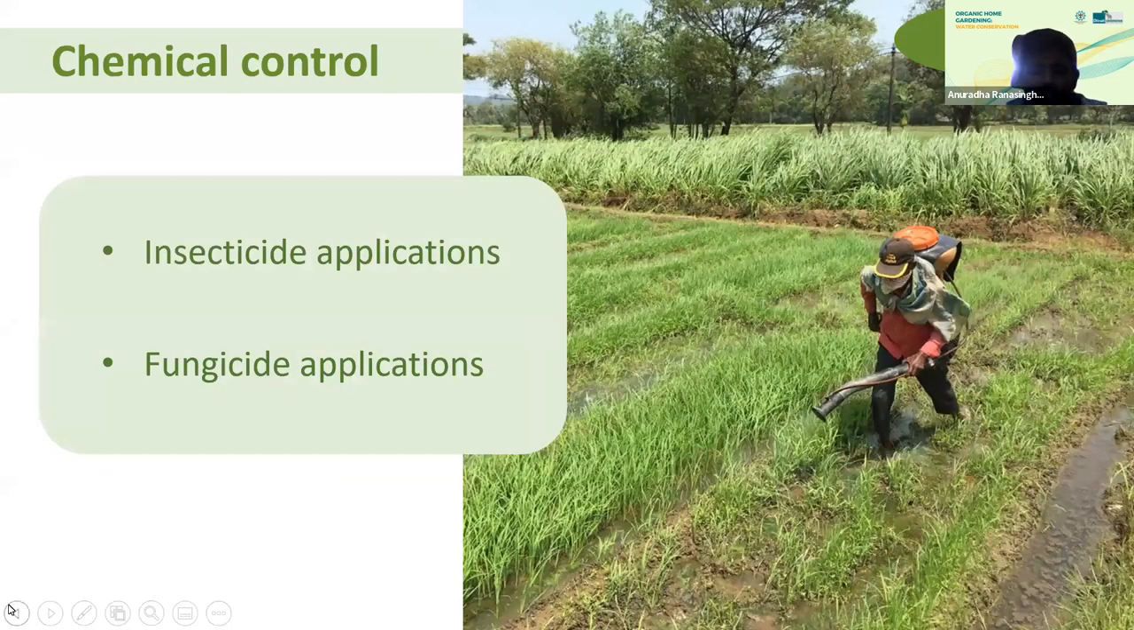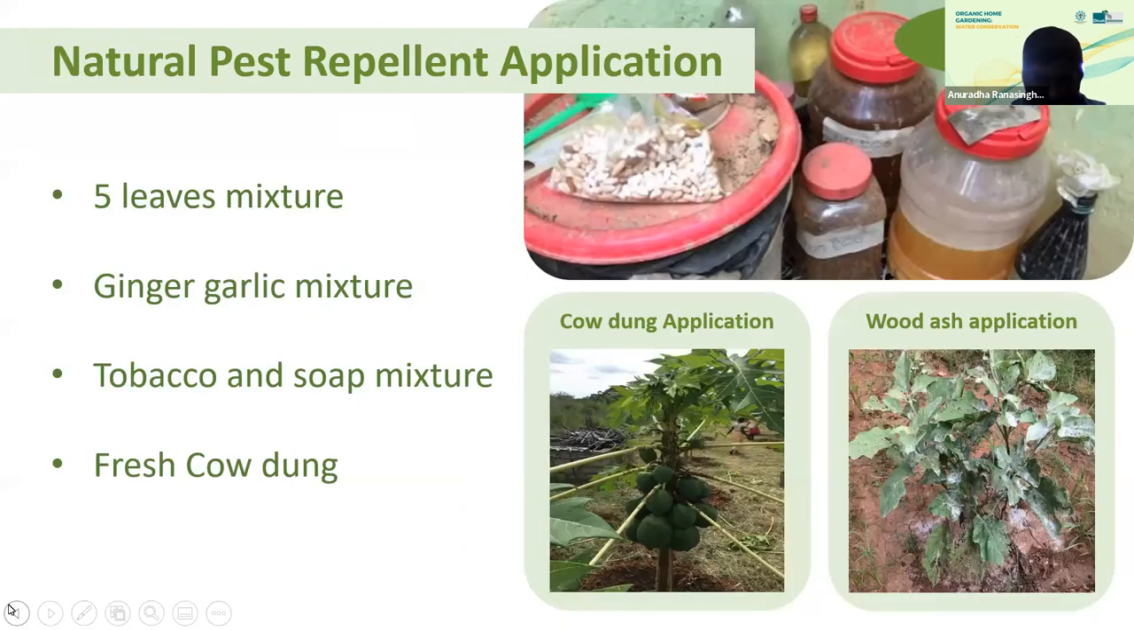Wood ash application. So it's another, if you see in this picture, during the early morning, we can spread wood ash on top of the insect damaged areas, because wood ash is very powerful, and it damages the top surface of some caterpillars. So we can naturally control them in that way also.